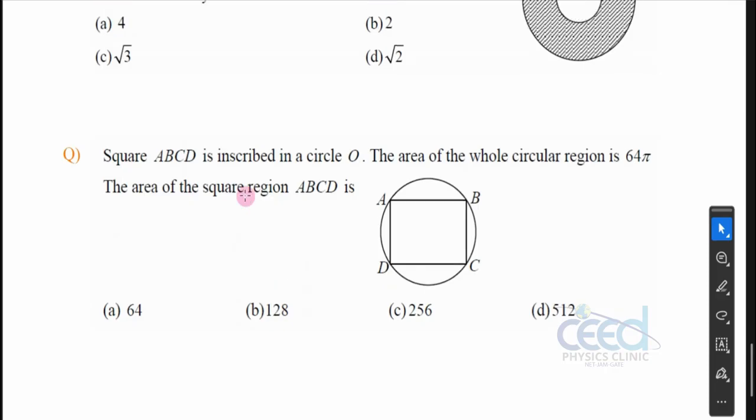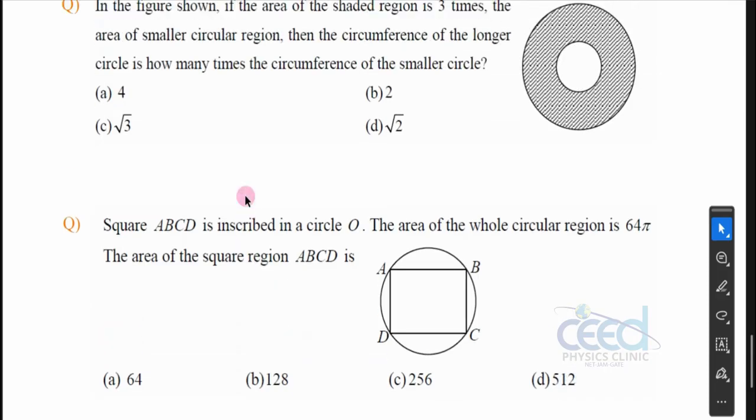Okay. So this is all about the previous questions asked from this plane figure section. All right. Thank you.